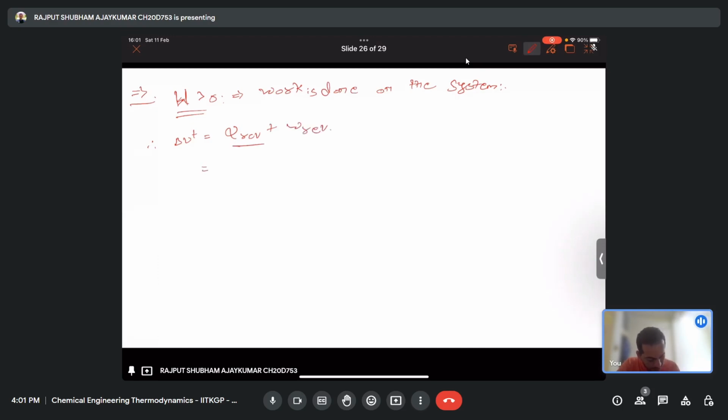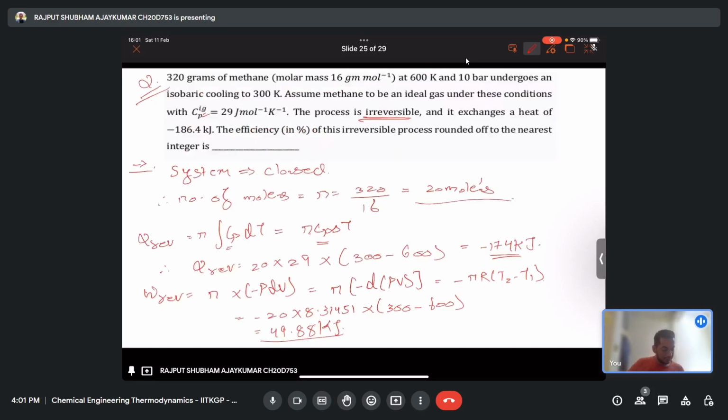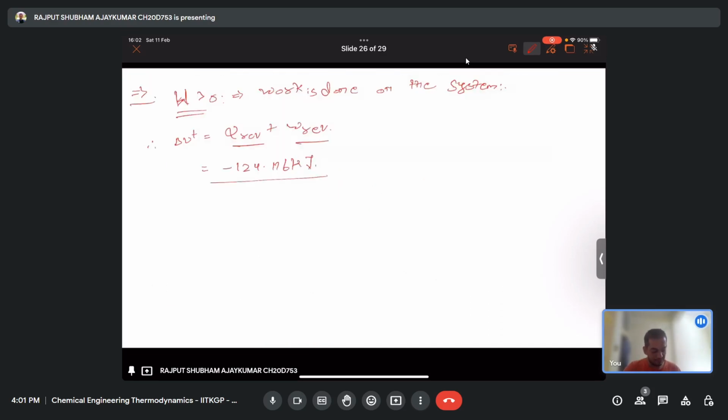Now we have Q reversible and W reversible. If you take both the terms here, it comes out to be minus 124.116. How this comes is that we already calculated the heat during the reversible process and the work done during the reversible process. Just add these two things, because Q reversible is negative and W reversible is positive. The final answer is this.